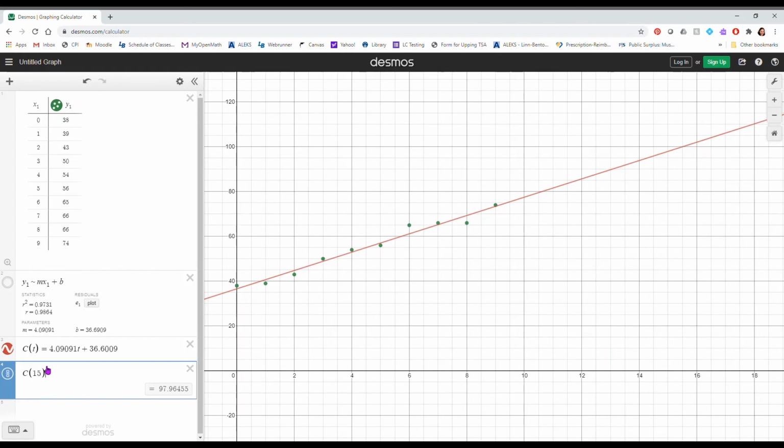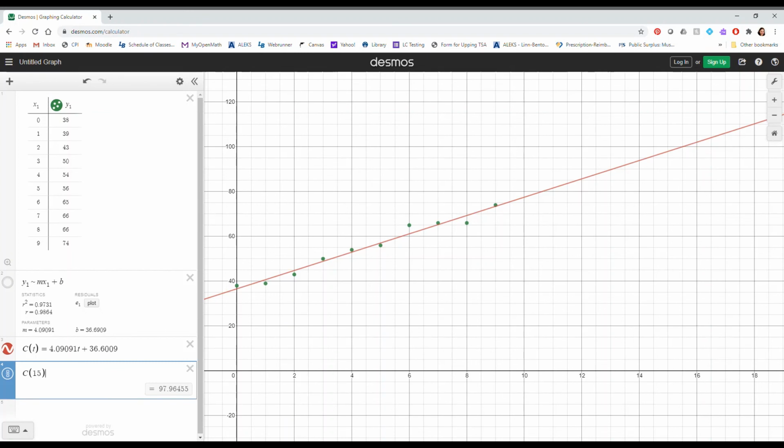We're using it here. All right, so what does that mean, interpret its meaning? Well, 15 years after 2000, so that would be 2015, tuition was $97.96 a credit. I'm going to round to the nearest penny. So 15 years, 2015, tuition was $97.96 a credit. All right, the next question asks us, tuition in fall of 2015 was $100.93.